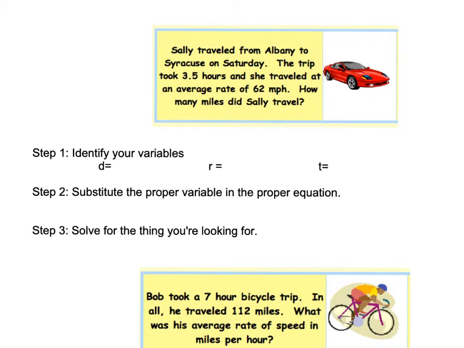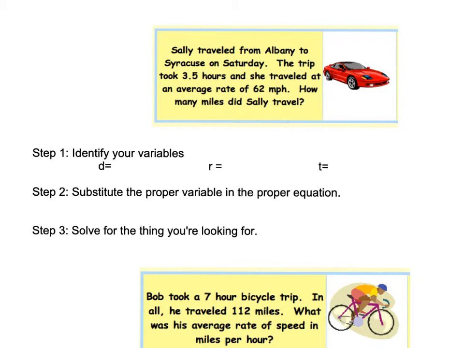I'll let you read this word problem for a bit. Alright, so now we have a real word problem. Sally traveled from Albany to Syracuse on Saturday. The trip took 3.5 hours and she traveled at an average rate of 62 miles per hour. How many miles did Sally travel?